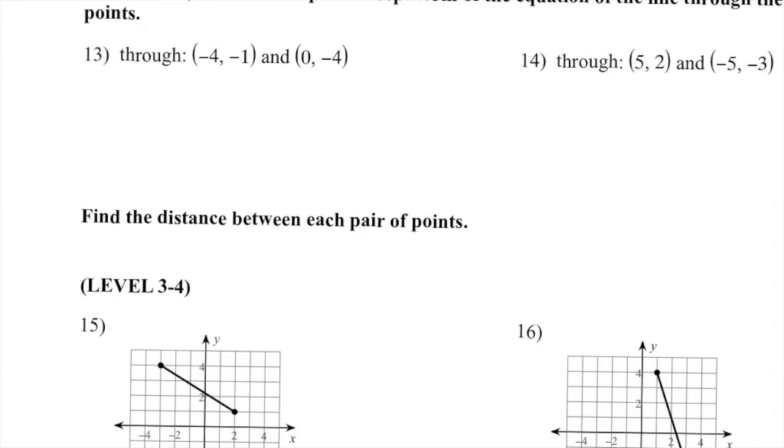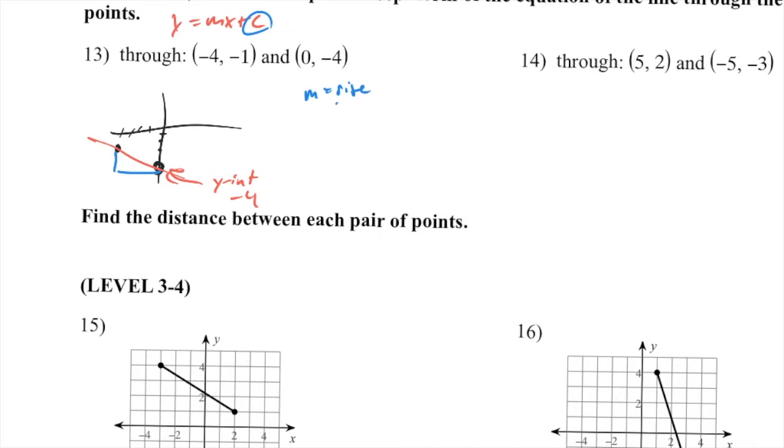So slope-intercept form. Okay, fine. Slope-intercept form looks like y equals mx plus c. This one's nice because if we thought about it, this is -4, -1, and this is 0, -4. So this 0, -4, that's the y-intercept, right? So we know what c should be. This should be c. So all we really need to do is find slope, and slope is the rise over run, all right? Rise over run.